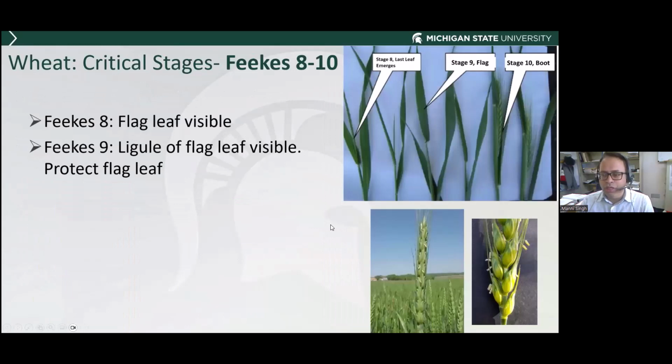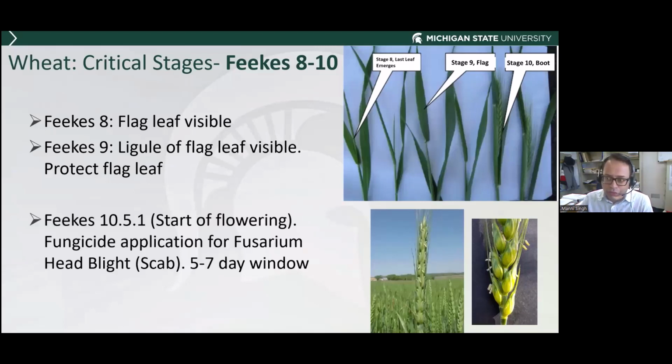Another important growth stage in wheat is when it starts producing the flag leaf, as you can see here in Feekes 8, and then Feekes 9 is when the flag leaf is completely out. And these stages are very critical because the flag leaf contributes more than 50% towards the total yield potential of your plant. So based on any presence and severity of a foliar disease, this might be a stage where you might want to think about applying a fungicide to protect that flag leaf.